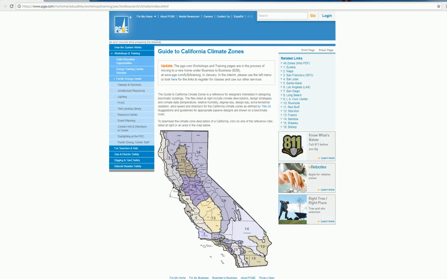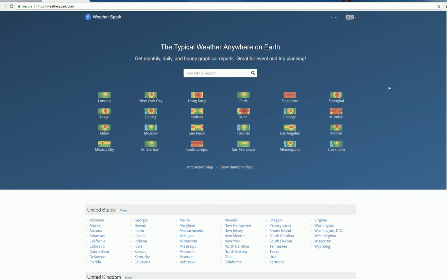So I'm going to start out by looking at two resources that will give you a generic climate picture of different areas, okay? The first one that I want to talk to you about is weatherspark. Weatherspark is a website that allows you to get average weather for cities all over the world, okay?